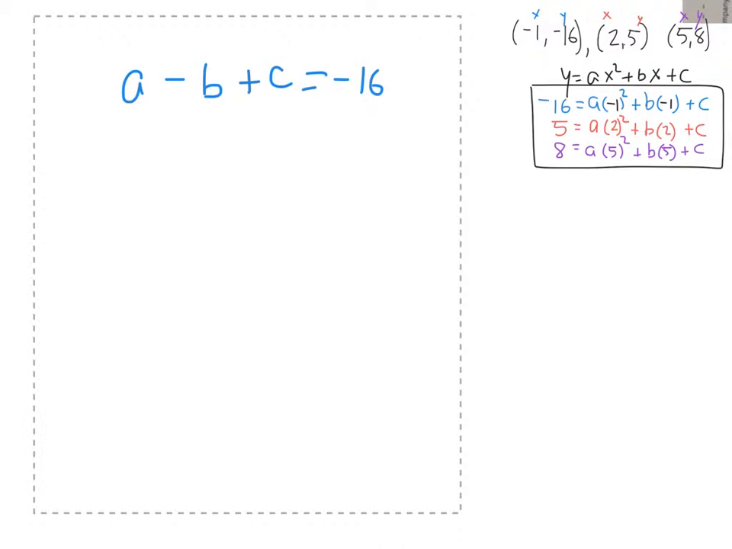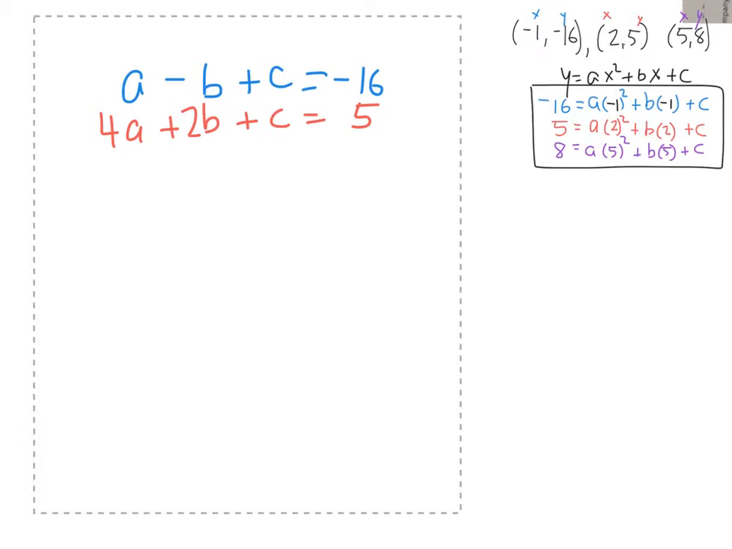Let me go for the red equation, and let me just write it up there. And there it is. Once again, what did I do? I took the 2 squared, that's 4, so I wrote it as 4a. I took the 2 times b, I wrote it as 2b, and I took the c, wrote it right there, and the 5 that was on this side, I put it on this side, which you see right here. Okay, move on to the third one.